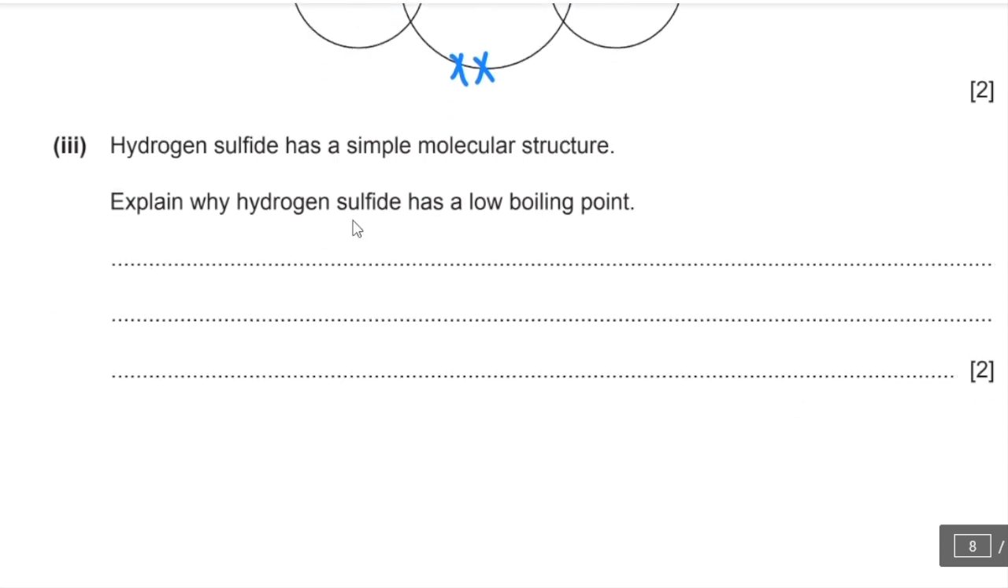Explain why hydrogen sulfide has a low boiling point. So the boiling point depends on the forces between the molecules of the covalent compound, which is hydrogen sulfide over here, and the forces between the molecules are known as intermolecular forces. If they're weak, that means the melting point is going to be low. So the answer is, since this is a low melting point, that means it has weak intermolecular forces, so they don't require a lot of energy to be overcome.